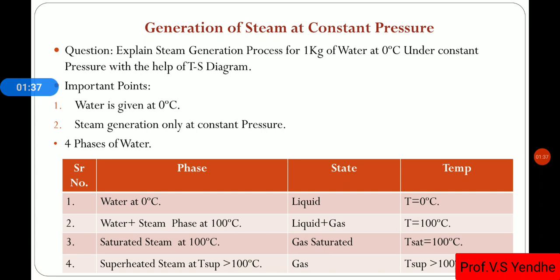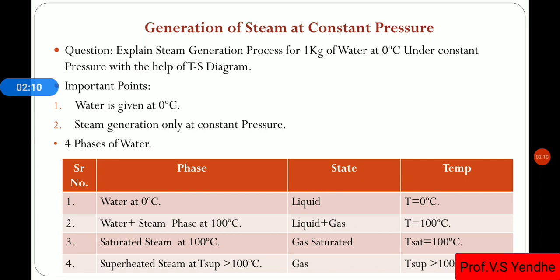Before that, let us understand what exactly steam is. As we know, if we are heating the water, then there is the production of water vapors. So basically the steam is the mixture of water vapors and air. So how can we define the steam? Steam is the mixture of water vapors and air.